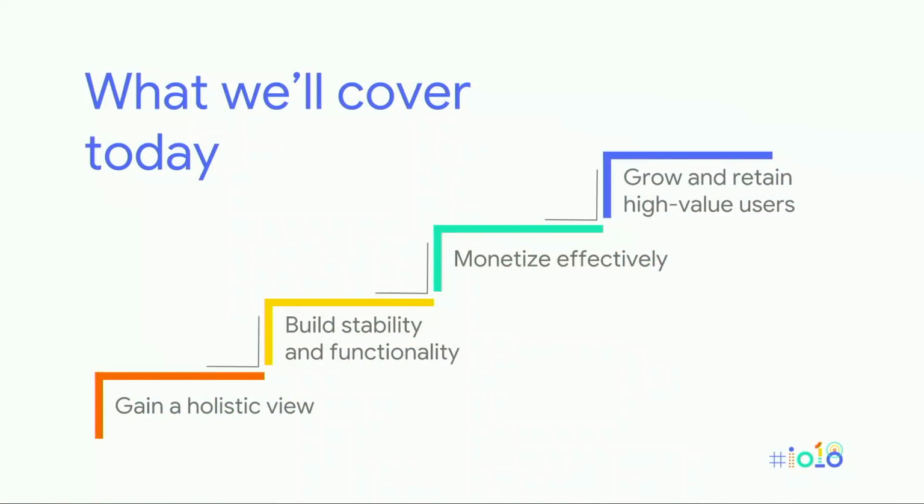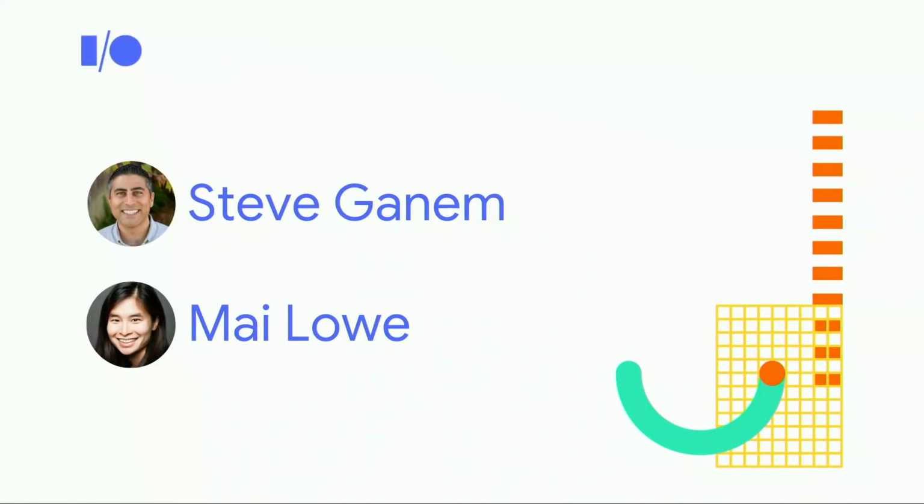Specifically, we're going to show you what this new holistic perspective looks like in Google Analytics for Firebase. And then we're going to pivot and show you how you can use it to build stable, well-functioning apps, how to monetize more effectively, and how to grow and retain your high-value users. So without further delay, I'd like to invite Steve and Mai up on stage to show you what this looks like in action.